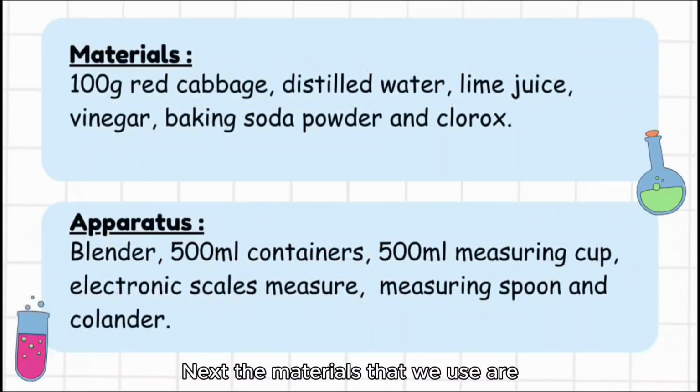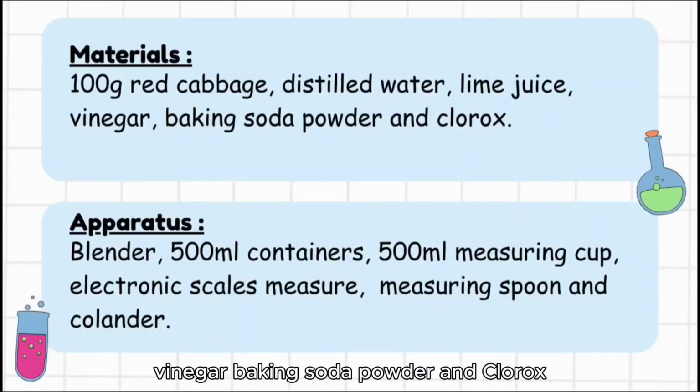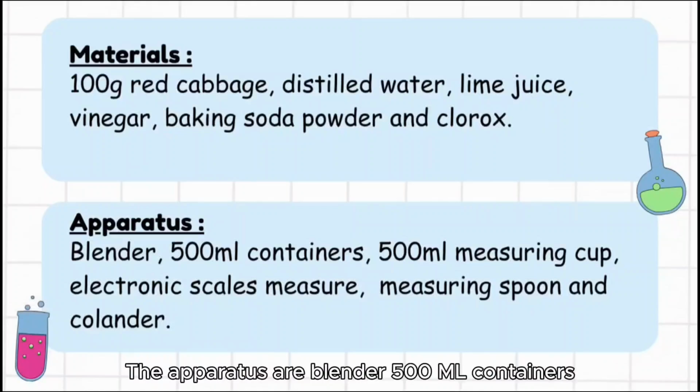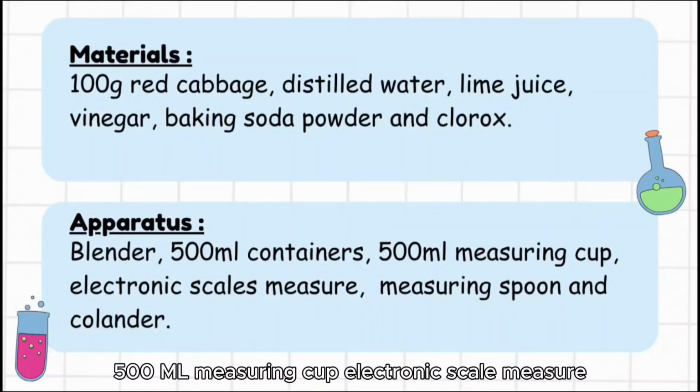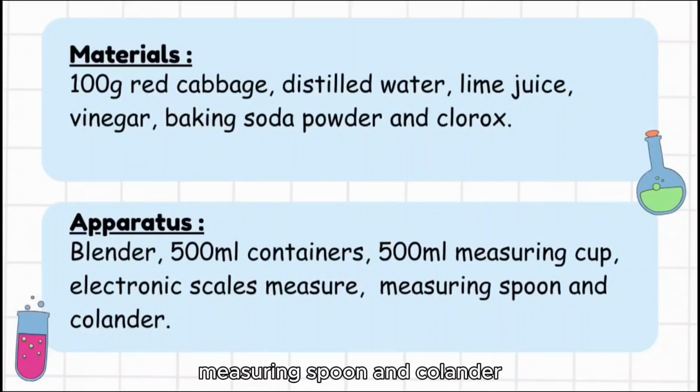Next, the materials that we use are red cabbage, distilled water, lime juice, vinegar, baking soda powder and Clorox. The apparatus are blender, 500 ml containers, 500 ml measuring cup, electronic scale measure, measuring spoon and colander.